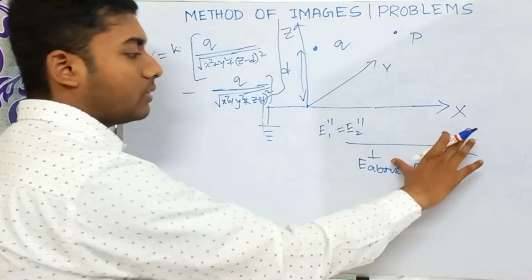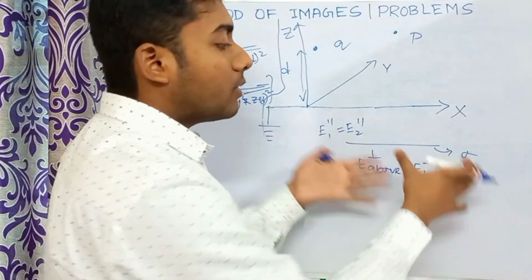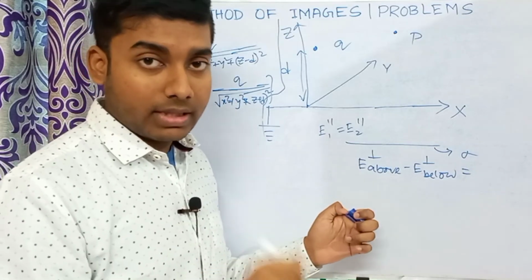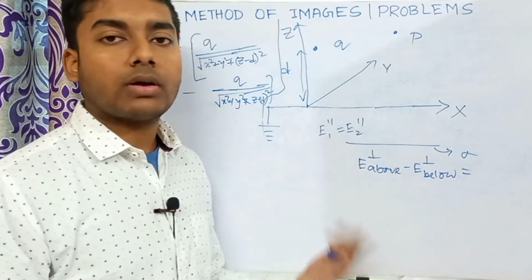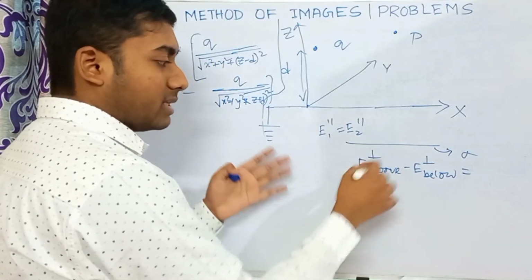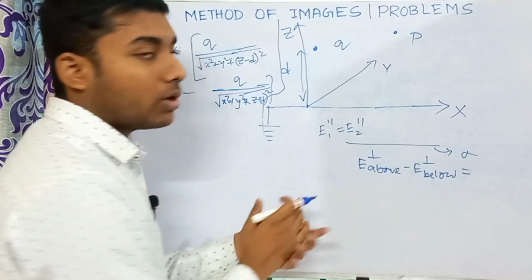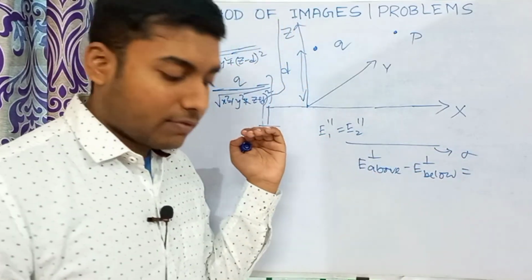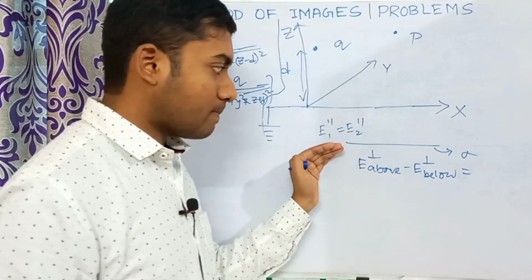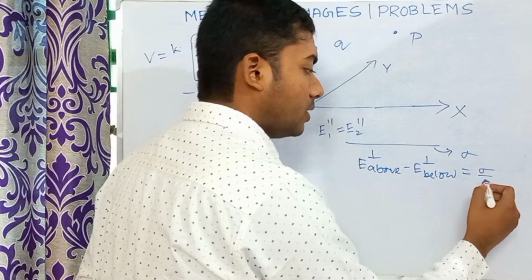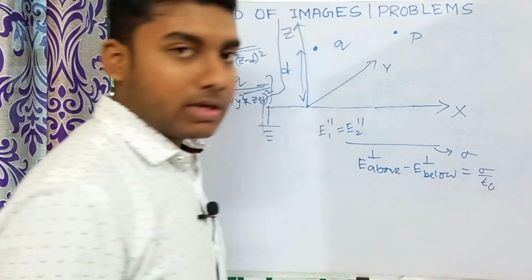If you don't know how this expression comes, how the boundary conditions come, then I have a dedicated video. I will give the link in the description box, so you can easily understand the concepts from there. So the perpendicular components have a discontinuity across a surface charge. The amount of the discontinuity is sigma over epsilon naught.